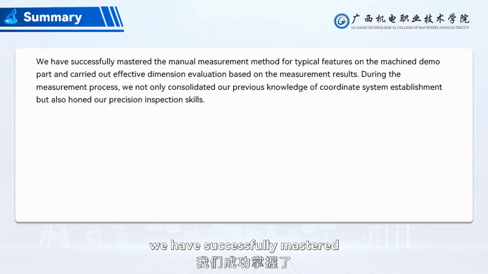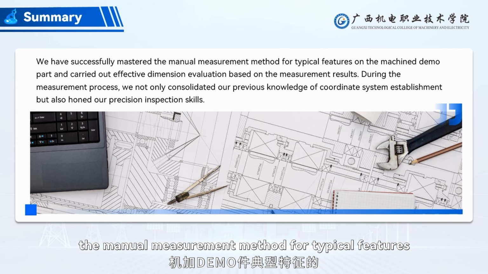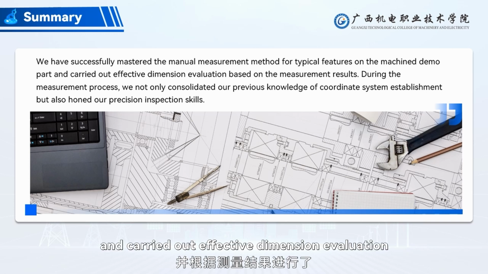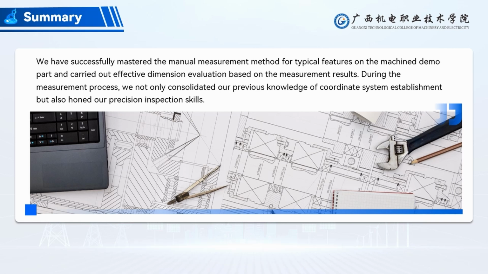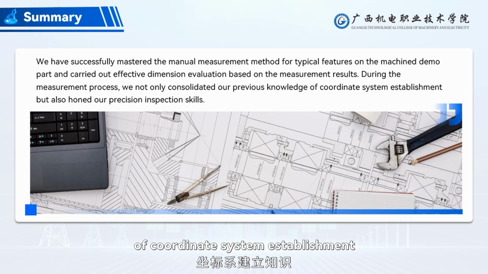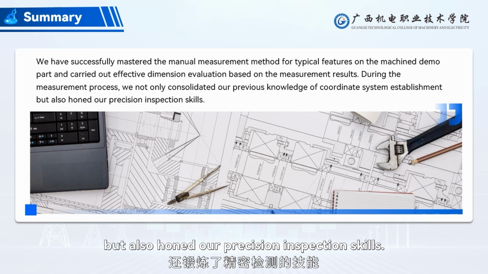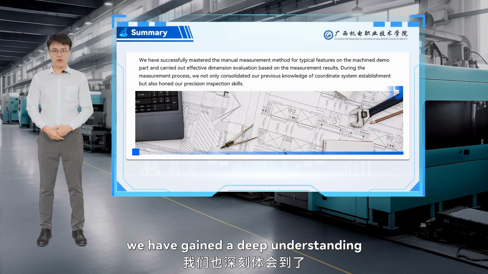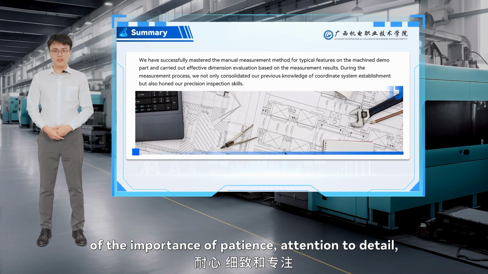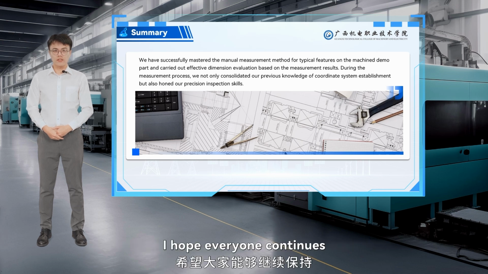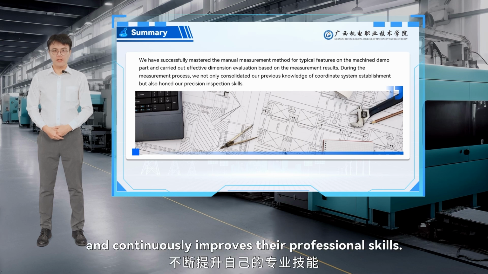Through this lesson, we have successfully mastered the manual measurement method for typical features on the machine demo part, and carried out effective dimension evaluation based on the measurement results. During the measurement process, we not only consolidated our previous knowledge of coordinate system establishment, but also honed our precision inspection skills. At the same time, we have gained a deep understanding of the importance of patience, attention to detail, and focus in precision inspection work. I hope everyone continues to maintain this learning attitude and continuously improves their professional skills.